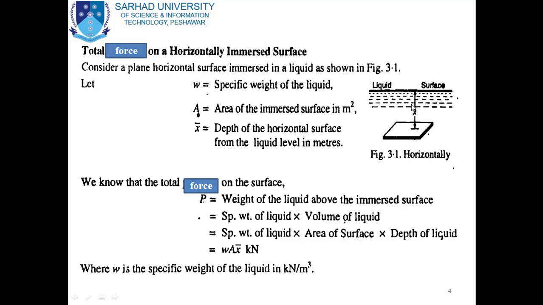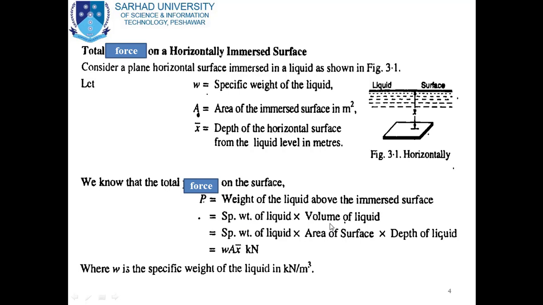Now we know that the total force on the surface P is equal to the weight of the liquid above the immersed surface. So the total force on this surface is equal to the total weight of the liquid above this surface. Weight of the liquid above the immersed surface is equal to specific weight of the liquid times volume of the liquid. The specific weight unit is kilonewton per cubic meter and volume is cubic meter, so cubic meter will cancel out with cubic meter and we will get kilonewton, which is the unit of force. So we will get the total force above the surface of the liquid.